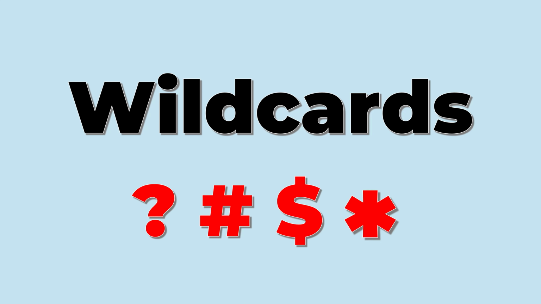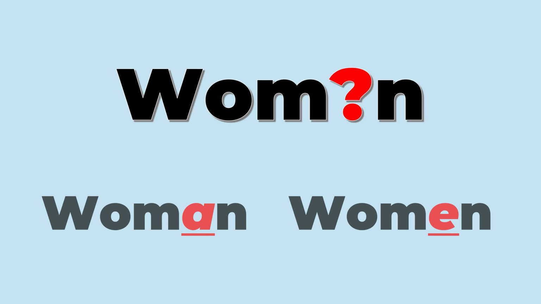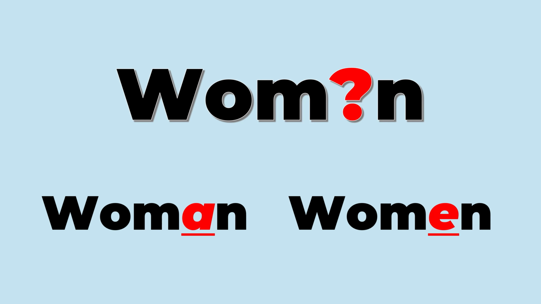Finally, wildcards are useful when you have words that are spelled close to the same but differ by a character or two. The wildcard symbols vary depending on the database you're using, but are often symbols such as the question mark, hash, dollar sign, and asterisk. Here's an example. WOM?N returns woman and women in our search results.